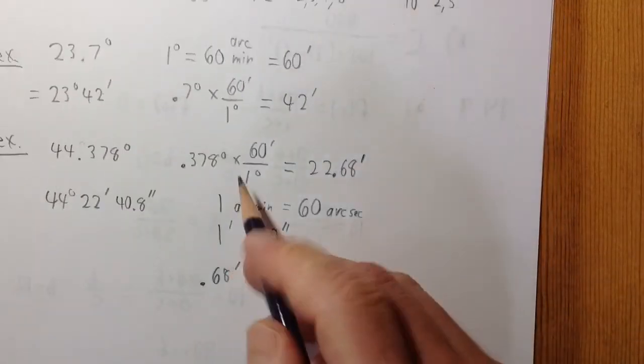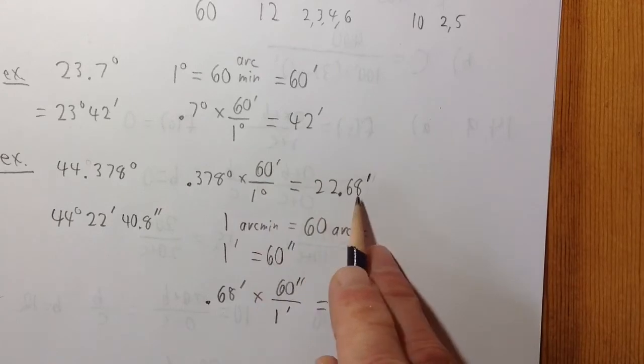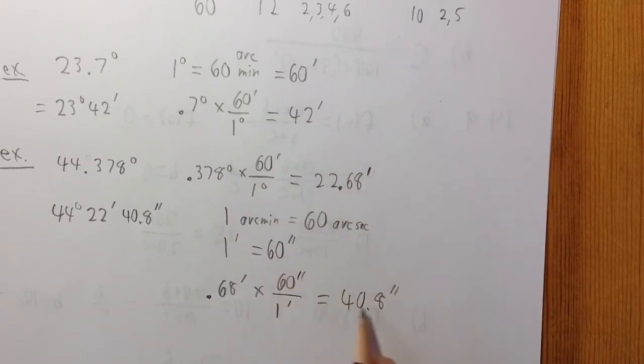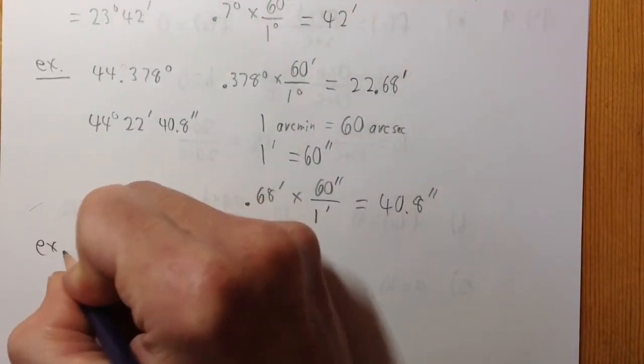So again, you multiply the decimal by 60 to get arc minutes. If you have a decimal, just get the whole number. That's how many arc minutes. Take the decimal, multiply by 60 again to get arc seconds, and then you keep a decimal if you get it. Okay, it's a lot easier to go the other way.